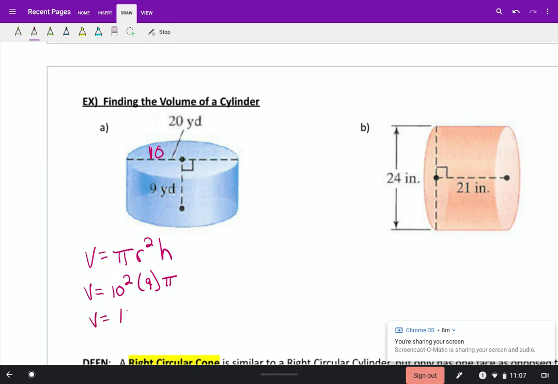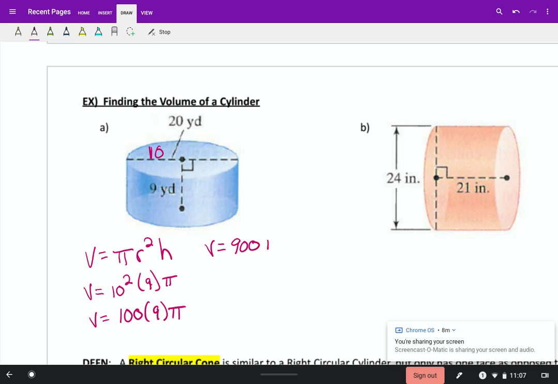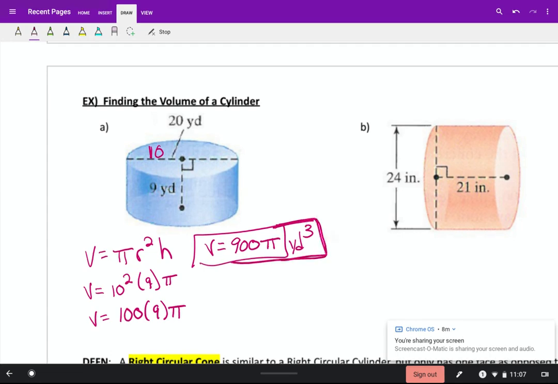Volume then, 10 times 10 is 100 times 9 times pi. This is going to be then 900 pi. I'm going to leave it in terms of pi for the sake of this. Don't forget your yards cubed. Add that in there. You don't have to leave it in terms of pi. You can multiply that by 3.14 to get an exact answer.